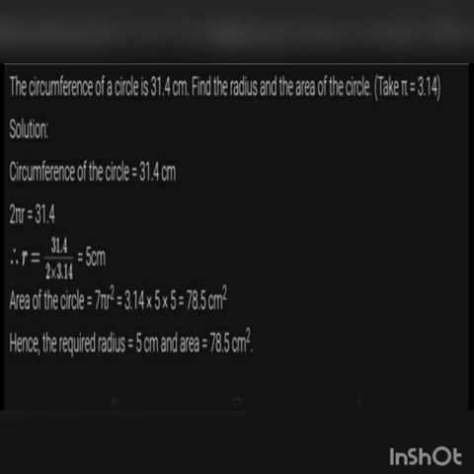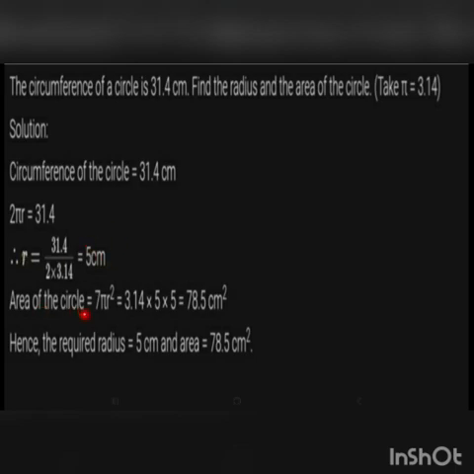How are we getting it? Here 31.4, here 3.14. So just remove the decimal point. In 31.4, after the decimal point you have one place. Here you have two places. So multiply both numerator and denominator by 100. Then you will get 3140 here and 2 into 314 here. Now cancelling, you will get 10 by 2, which is 5 centimeter. Or directly, if you multiply and divide, you will get the answer 5 centimeter. So you got r as 5 centimeter.